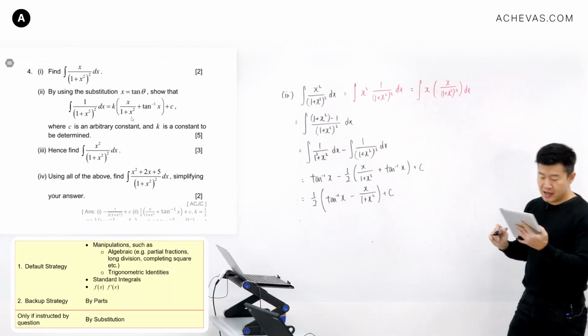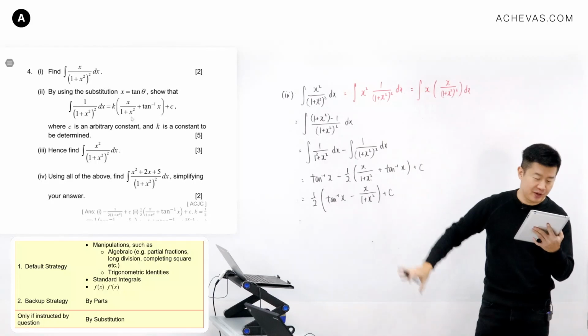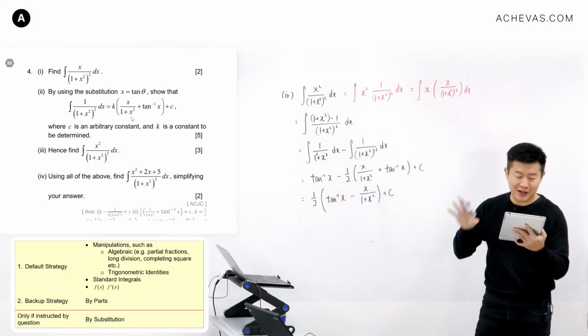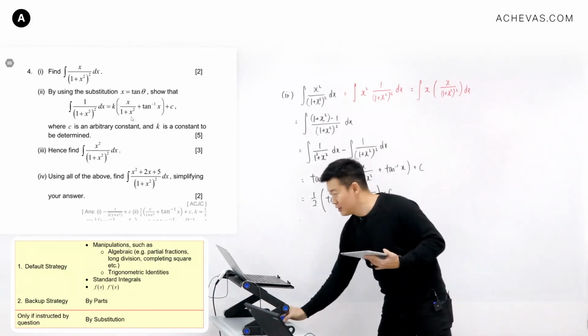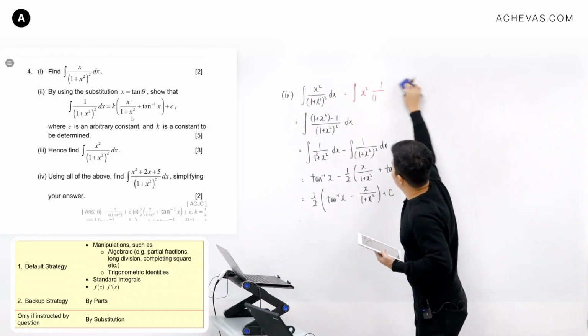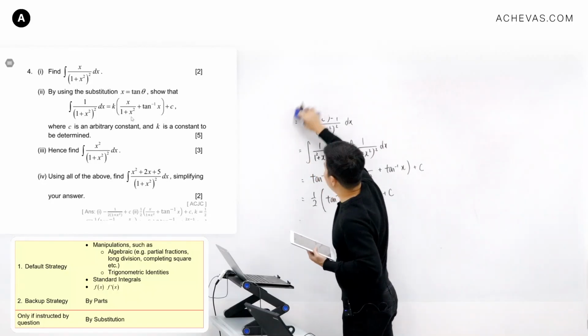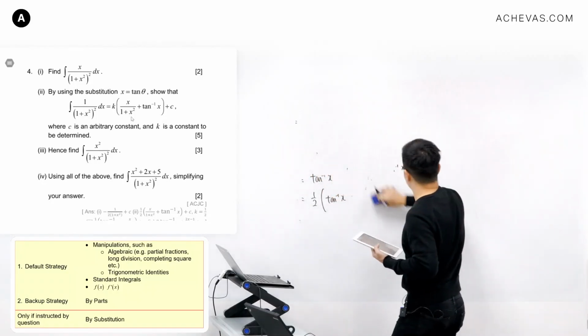And finally, part 4. Use all of the above results. We are supposed to find this new integral. I'm going to erase this, but I'm going to still make use of this result. In fact, I'm going to be making use of the results from part 1, part 2, and part 3 to do part 4.